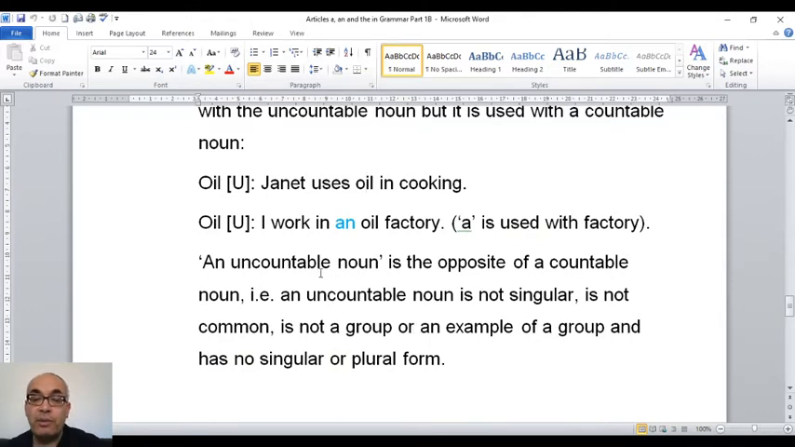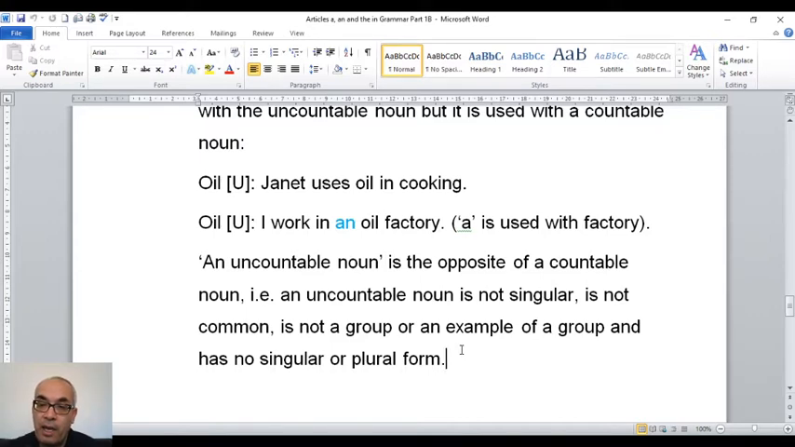So an uncountable noun is the opposite of a countable noun. So what's the meaning of an uncountable noun? It means it is not singular, and so I cannot put a or an before it, it is not common, and it is not a group or an example of a group, and it has no singular or plural form. Of course, this is a general explanation. I know there are exceptions. Exceptions means things which are different from the grammar rule or the grammatical rule, but this is a general explanation for you.